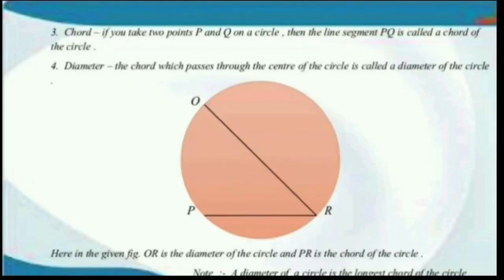The line segment joining any two points on a circle is known as the chord of the circle, and the chord which passes through the center of the circle is called a diameter of the circle. A diameter of a circle is the longest chord of the circle. Here OR is the diameter of the circle and PR is the chord of the circle.